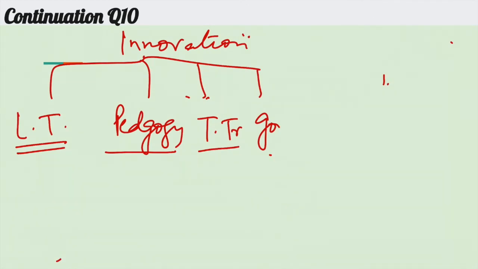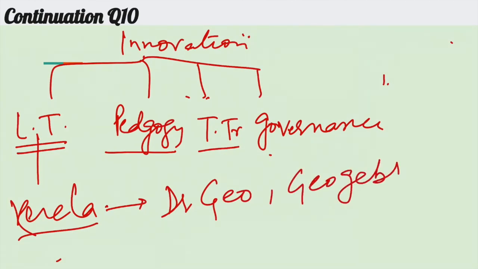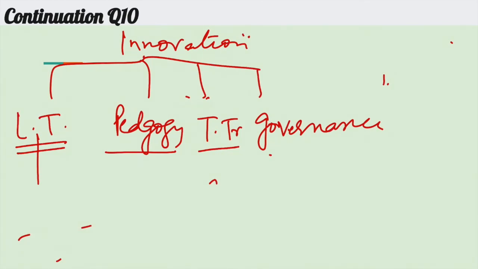Then we need to focus on our governance. These are the things which you can mention in your answer. So now, the best example I can give is of Kerala, because in Kerala, the teachers in the government schools are using applications like GeoGebra. Why are they using this application? To study geometry and electronics, so that it will be very easy for the students to grasp the complexities of geography.